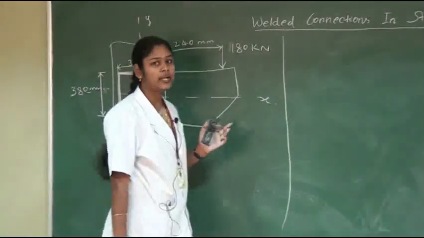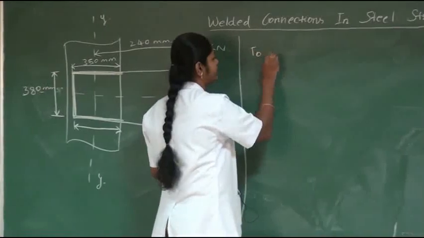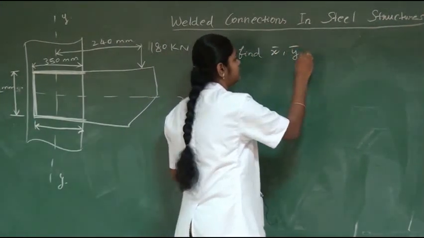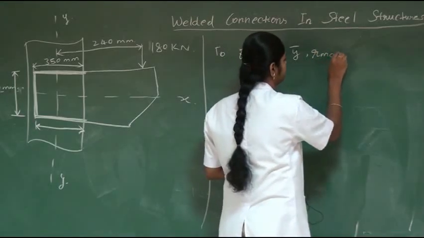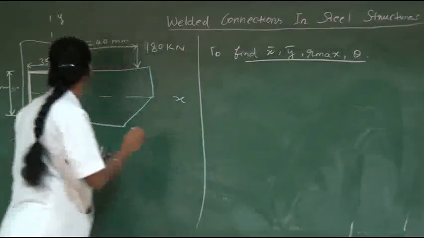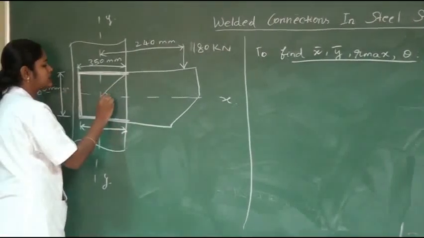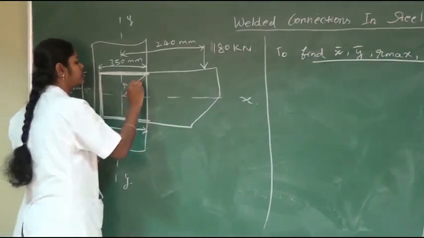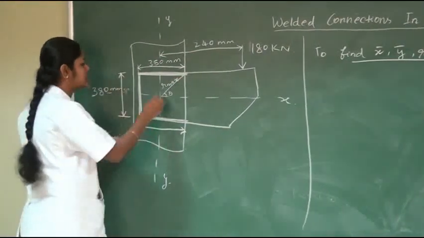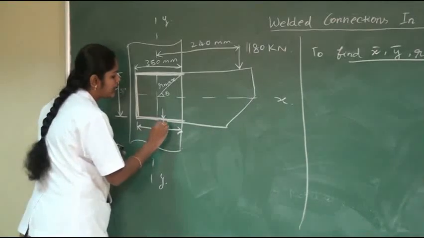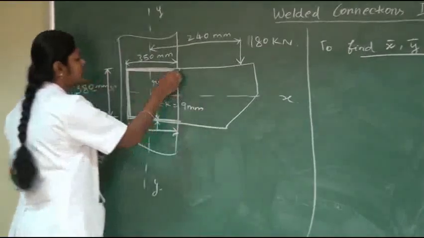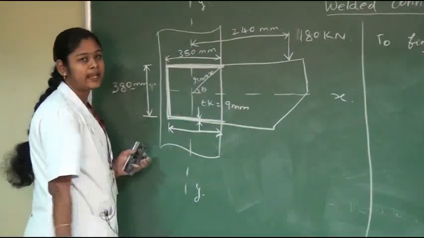First we are going to calculate the x bar. To find x bar, then y bar, then R max, then theta. This portion is called as R max. This is the maximum distance of the welded portion. This is the theta, making an angle, and this is the thickness of 9 mm. This weld total thickness is 9 mm.